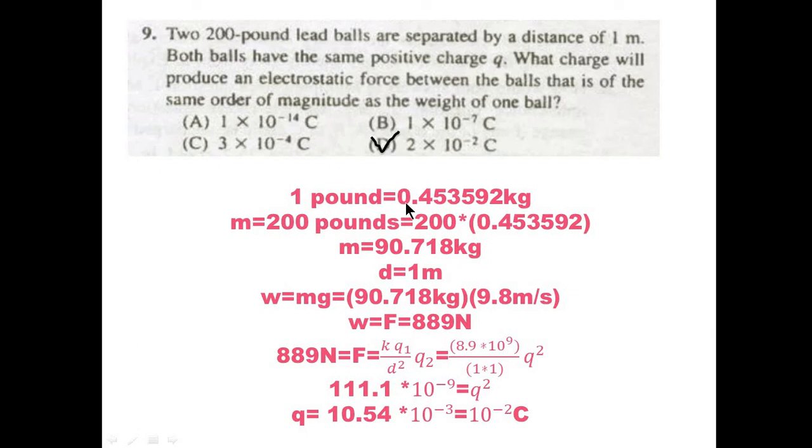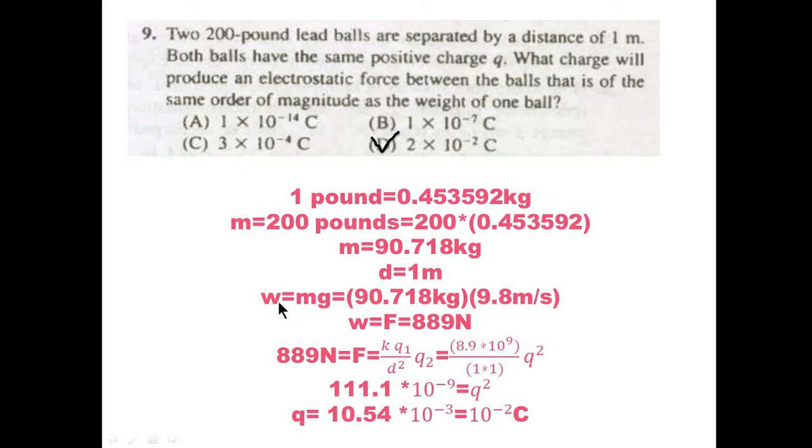So here 1 pound is equal to 0.45359 kg, and here the mass is 200 pounds. So I just multiply it with 0.4535, then the mass is 90.71 kg. Here the distance between the two balls is 1 meter, so I write it here.